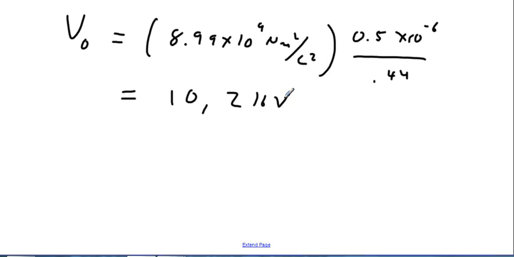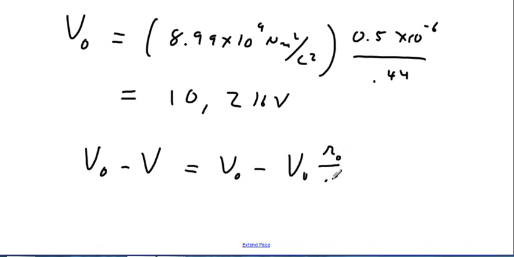Okay. Now we want 100 volt equal distance surfaces. So V naught minus V is V naught minus V naught R naught over R. We want that to be 100 volts times N, and we want to solve for what the N's are.